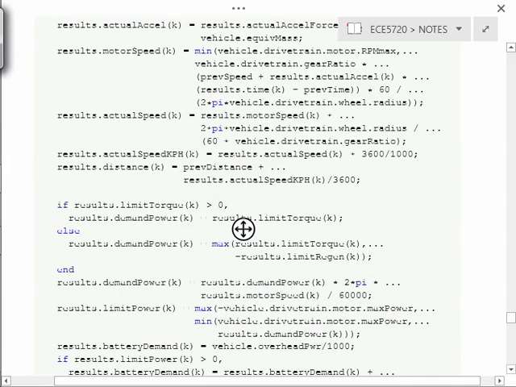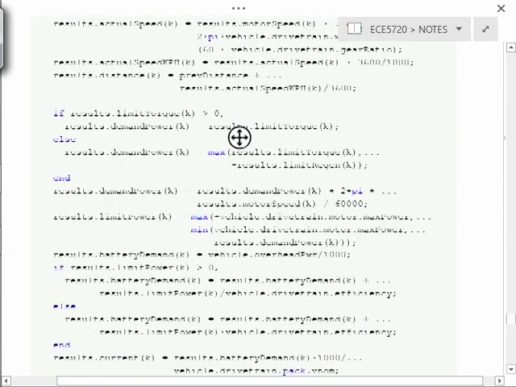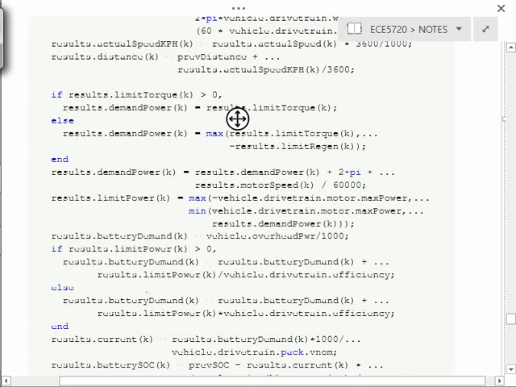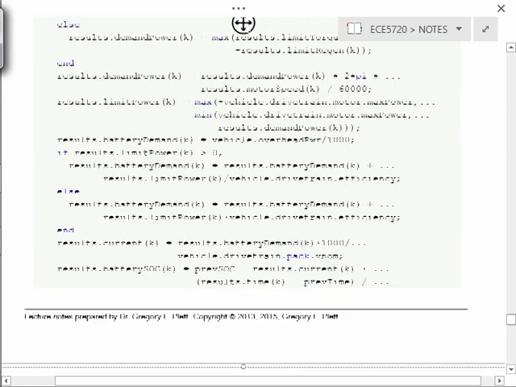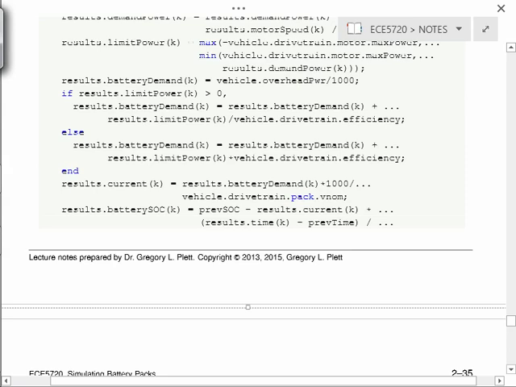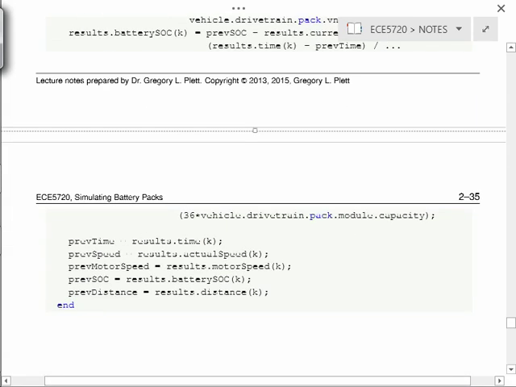Then we're going to do some things with the battery pack, so I'm looking at the demanded power, the limited power, the battery demanded power, and computing then the battery current and the battery state of charge. All of these equations hopefully are exactly the same as what we saw earlier in the notes, and you can verify that. If they're different, please let me know, because I would like to change them so that they are both correct. And then that's it. We go through this loop, and when we're done with the loop, we're done with the simulation, and we return everything in the results data structure.